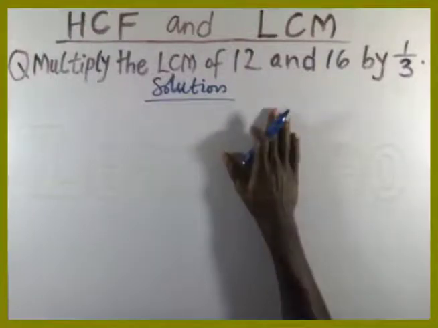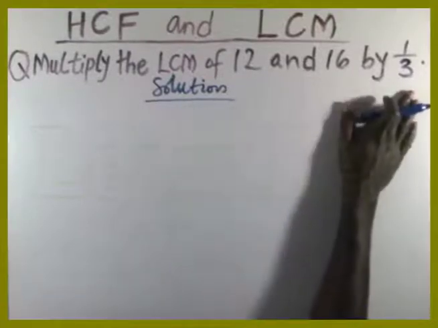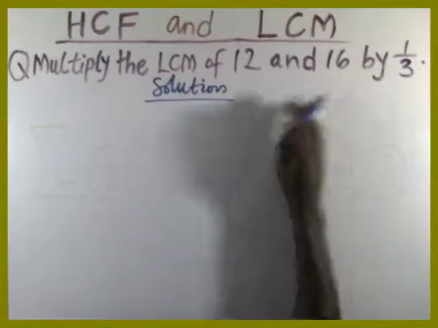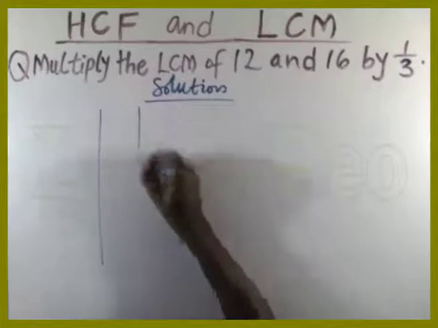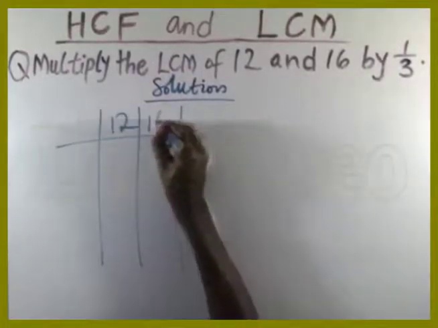Okay, here we go with word problem. Multiply the LCM of 12 and 16 by 1/3. The first thing to do here is to find the LCM of 12 and 16. Let's find that. We have 12 and 16.